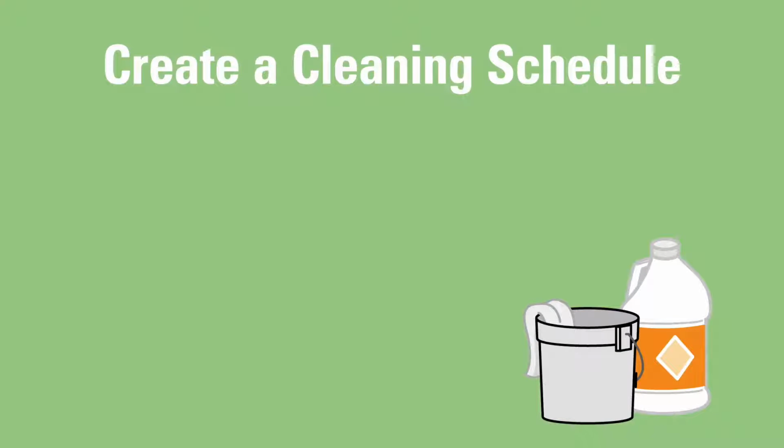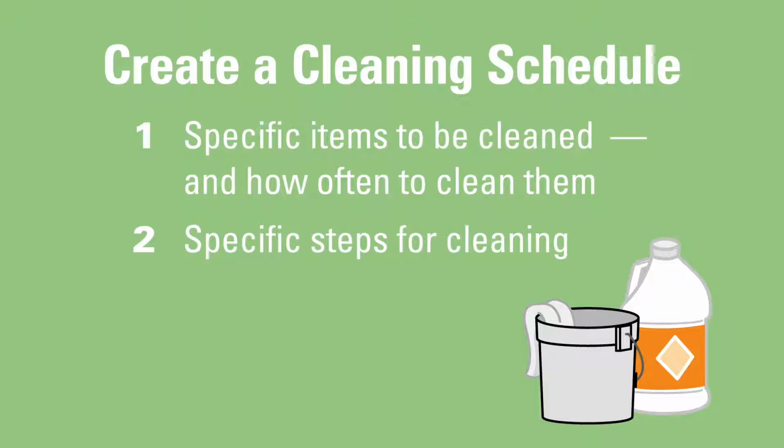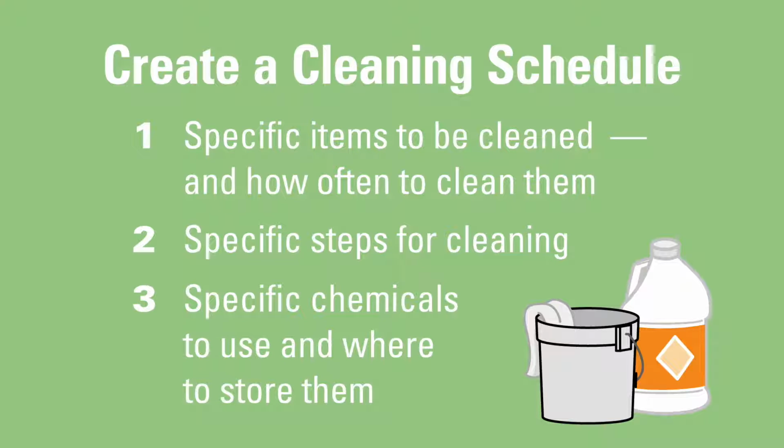Useful details to include in your cleaning program are 1. Specific items to be cleaned and how often they should be cleaned. 2. Detailed methods for cleaning. For example, if you're using machines like meat grinding equipment, describe the procedure for cleaning this equipment. And 3. Specific chemicals to be used, including where these chemicals should be stored after use.